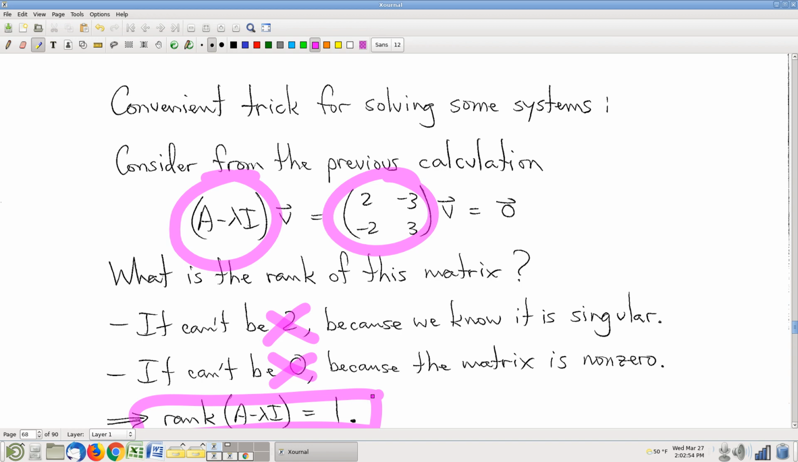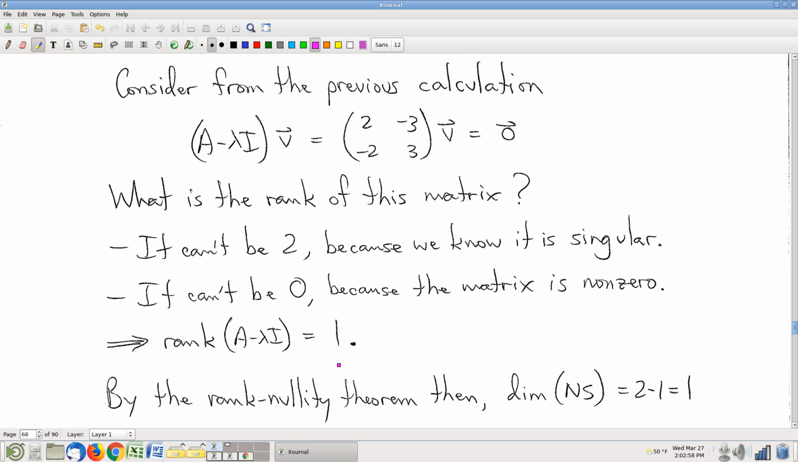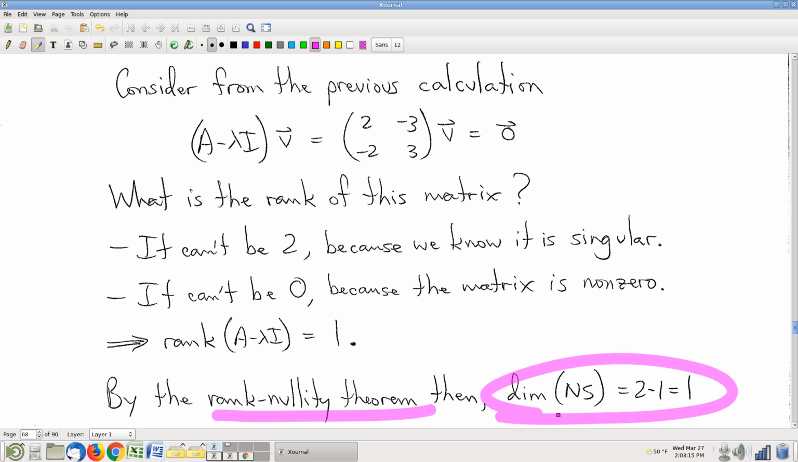Okay. Now, so what? How does that help us find a null space? Well, here's the thing. The rank nullity theorem. Y'all remember the rank nullity theorem? The dimension of the null space plus the dimension of the rank is equal to the number of columns in the matrix, right? N. Well, that means that the dimension of the null space is the total number of columns minus the rank. And therefore, the dimension of this null space we're looking for is 1 in this case.